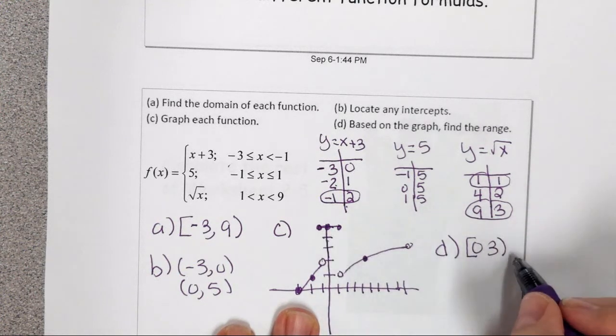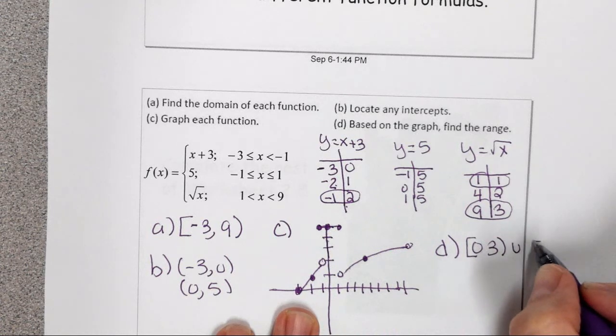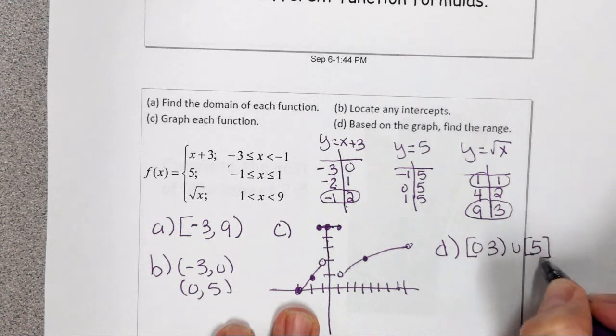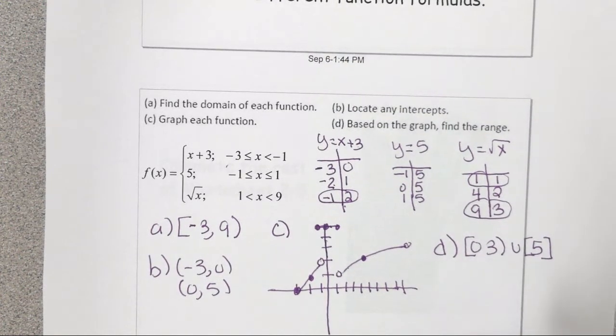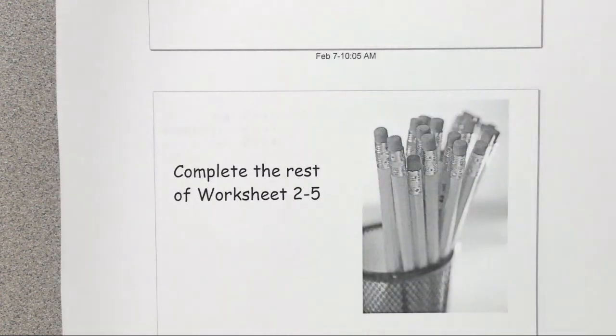And then again, I have a 5. Union 5. There's our piecewise graph. Okay, so we're going to do one more of these together, and this one's actually on your homework paper.